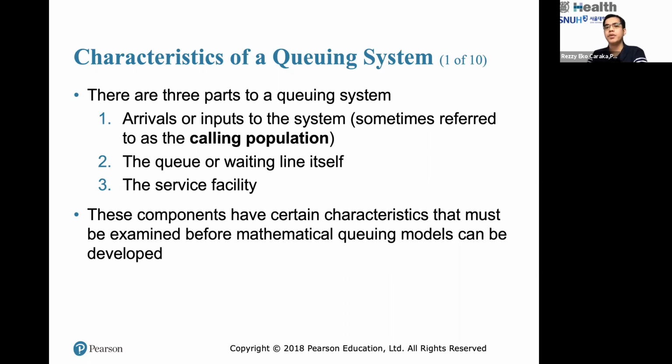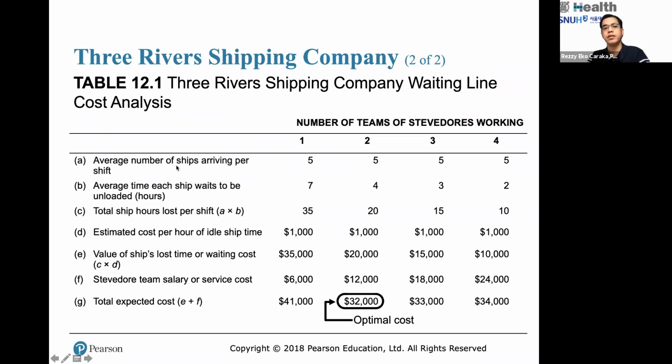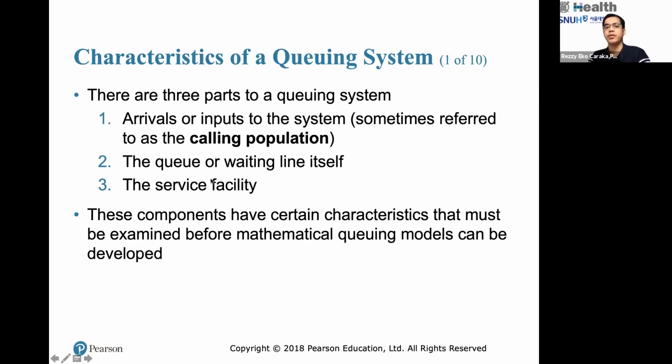That's why, before we analyze our queuing systems or waiting lines, we have to have this information: our variables about the arrival system, the queue or waiting line itself, and the service facility. Just like this information, we have the number of ships, the time for each ship to be unloaded, and the total ship hours. This is our information before we can calculate to find the optimal cost. So we have to get those variables first before we analyze this.